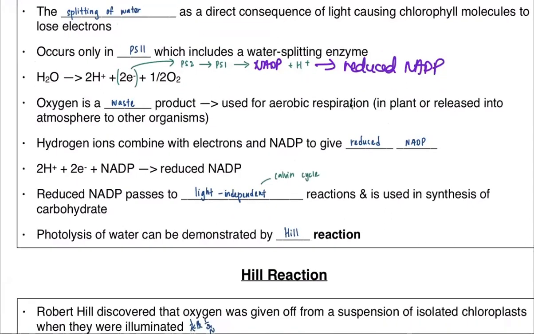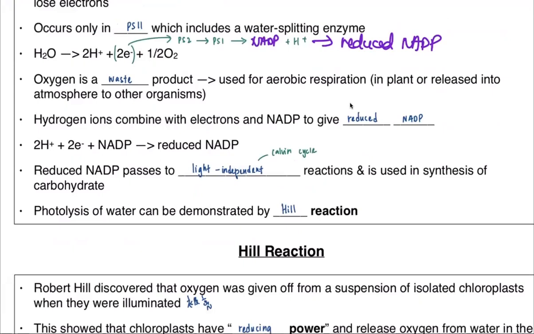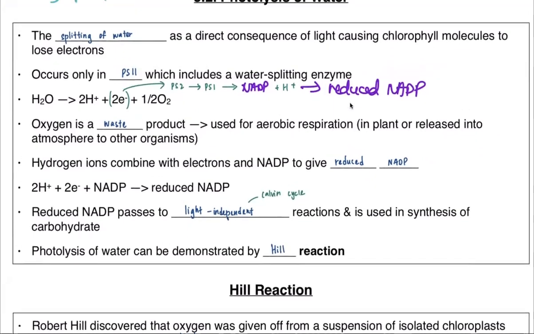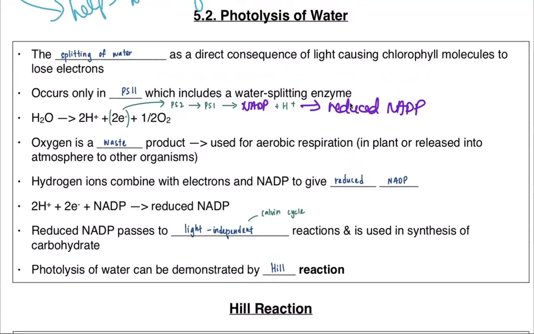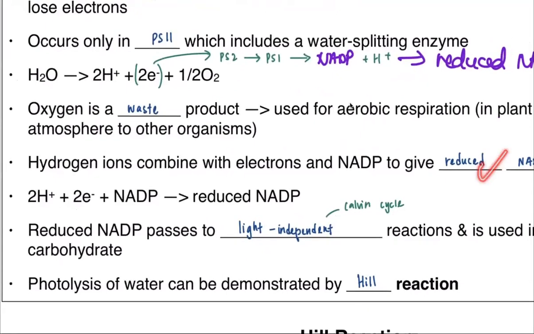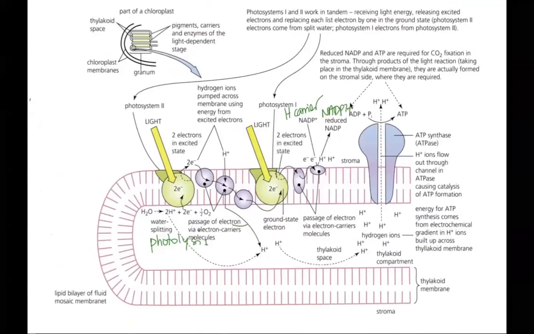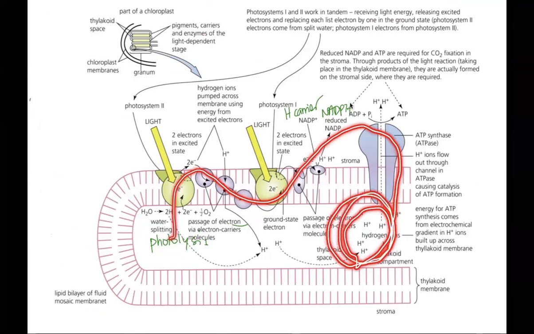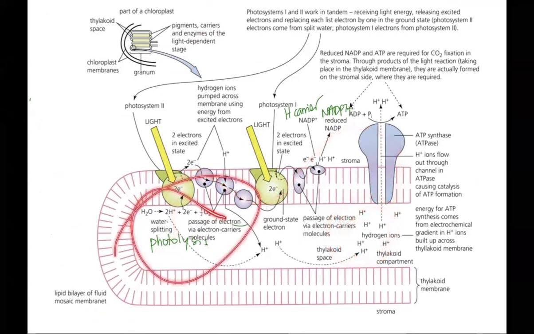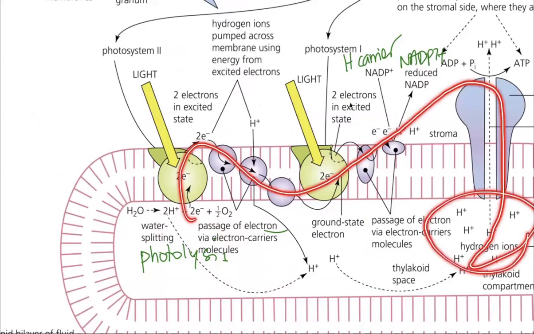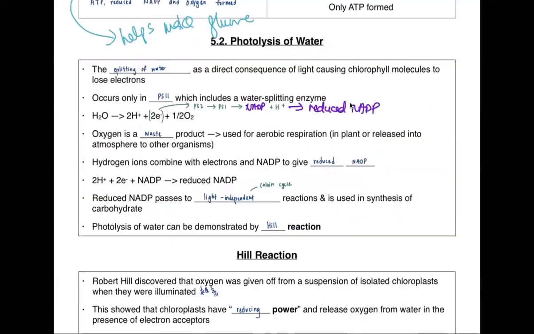And then hydrogen ion, as we learn eventually, will be combined with electron and with NADP to give reduced NADP. But this is not something that happens right after photolysis. What happens right after is that the electron coming from photolysis goes through the whole cycle, and ultimately only then combines with H plus and NADP to form reduced NADP. It doesn't happen here.